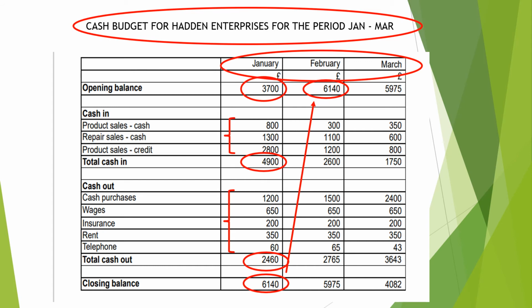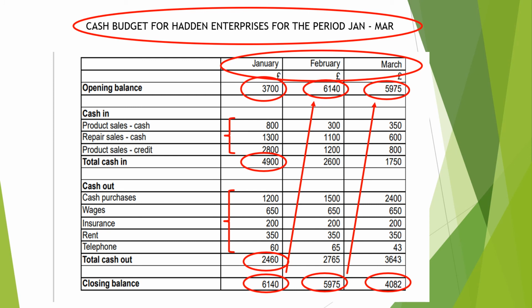We once again go through all our cash outs, all our ways of spending money, giving us 2,765. When we add the 6,140 to the 2,600 and take off the 2,765, our closing balance potentially for February is 5,975. Once again, like we did before, all we do is take it up and put it in as the opening balance. Closing for February becomes opening for March, and so on. All we do is go through that process again. So at the end of March, we are hoping that we will have a cash balance of £4,082, from 3,700 at the start of January.